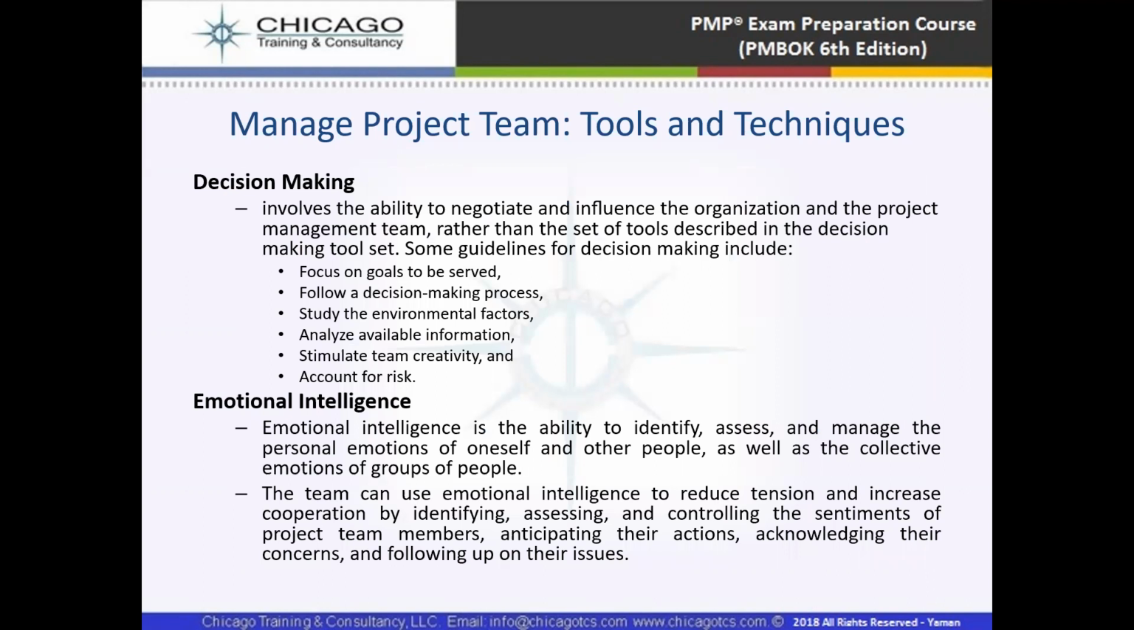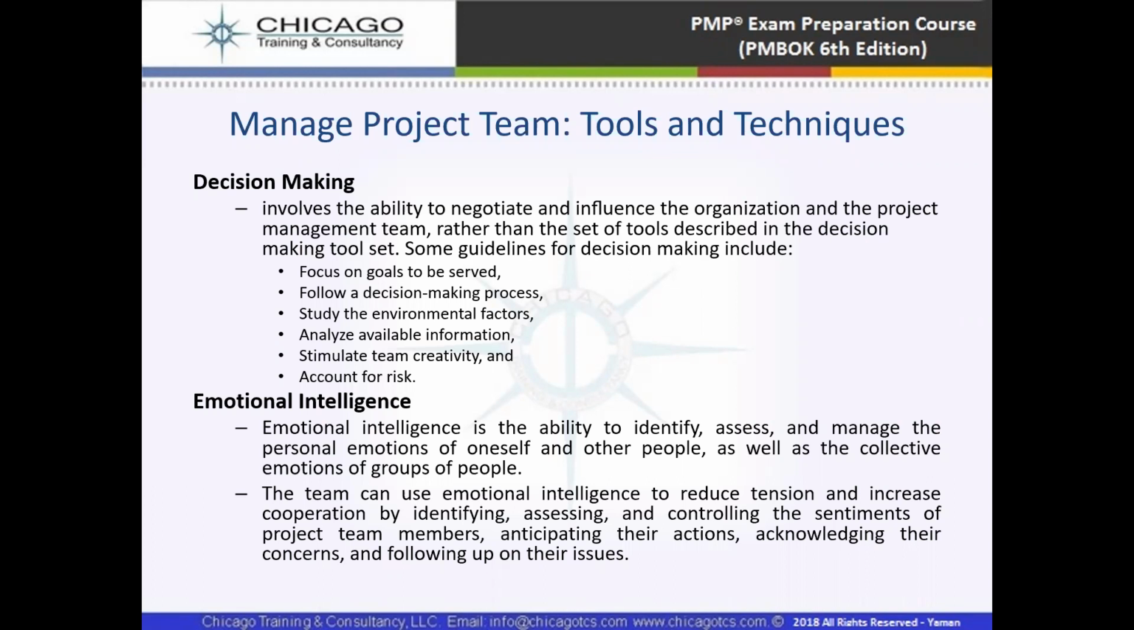And then we have decision making, which involves the ability to negotiate and influence the organization and the project management team, rather than the set of tools described in decision making. Some guidelines for decision making include focusing on the goals to be served, following a decision-making process, studying the environmental factors, analyzing available information, stimulating team creativity, and accounting for risk.